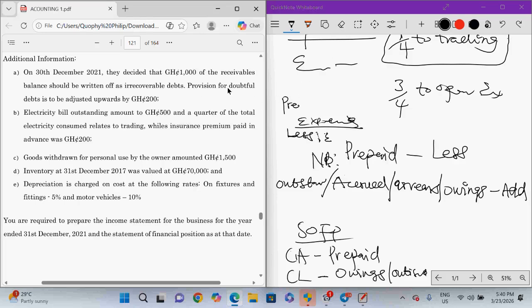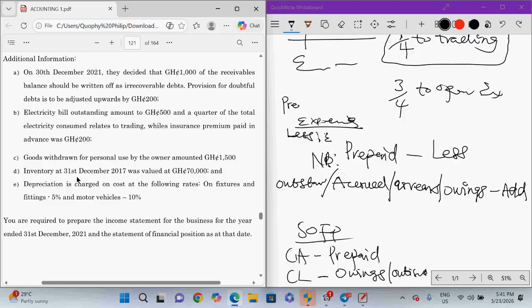But usually the sales side, adjustments do not affect them. But anything can happen. Lecturers can try to make things a bit difficult for students. They can try to give you a working that may affect the sales. So please, it's prudent you look at the additional information first, because goods withdrawn is affecting that 1/4. Electricity bill is also affecting that, right?